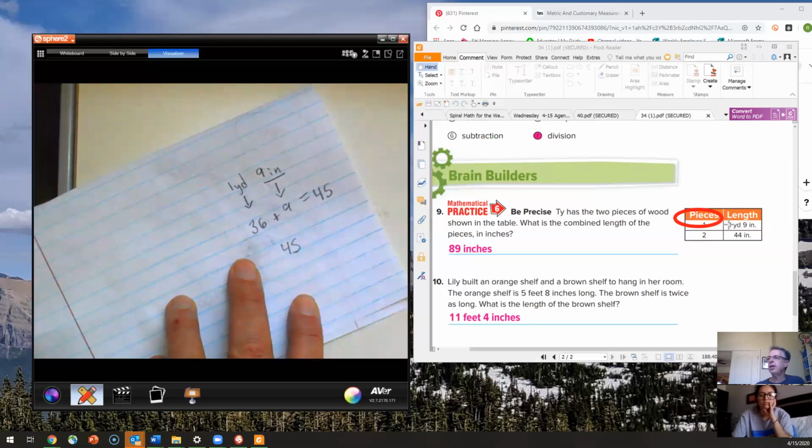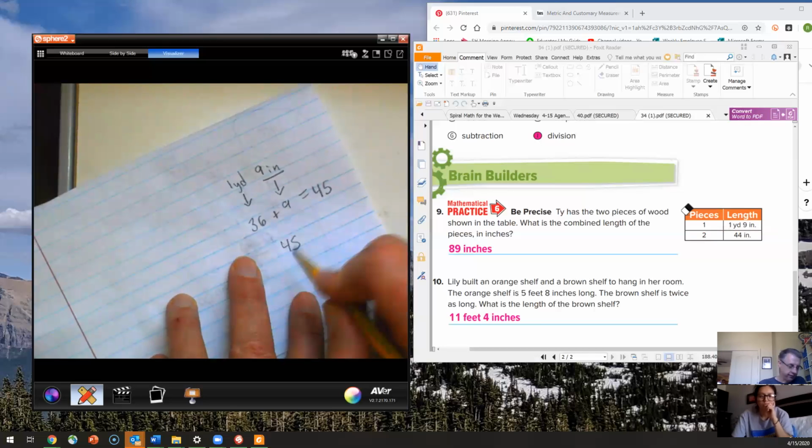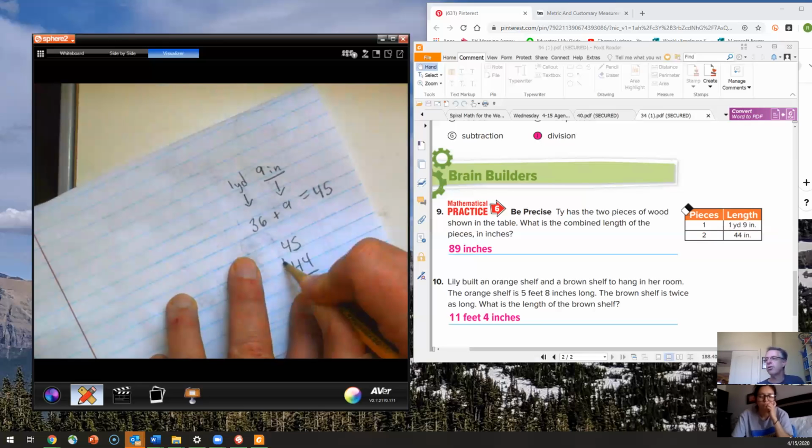And piece 2, well, that's already in inches. So I'm going to go ahead and just add in that 44 right here. And that's how I end up with 89 inches as my total amount.